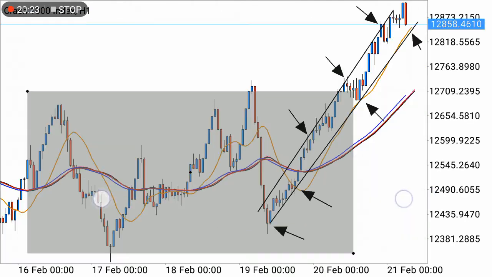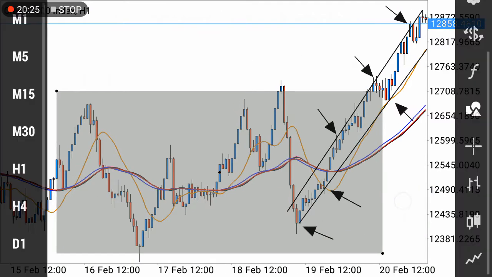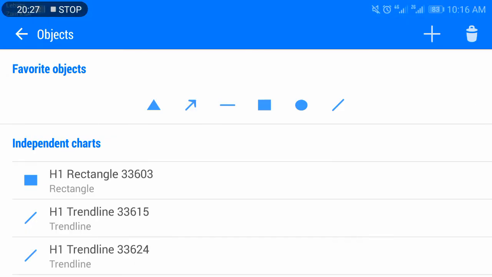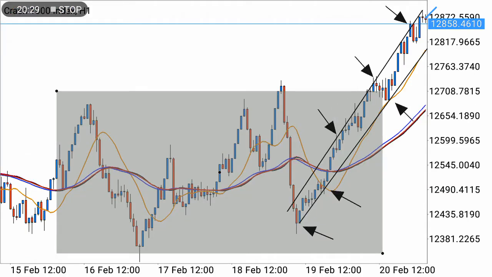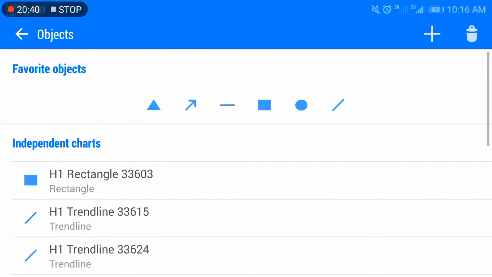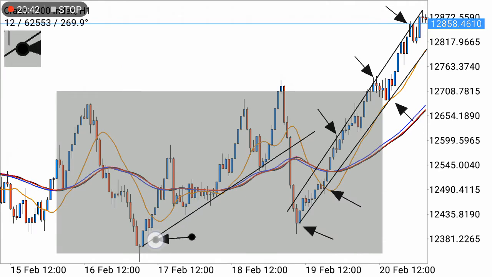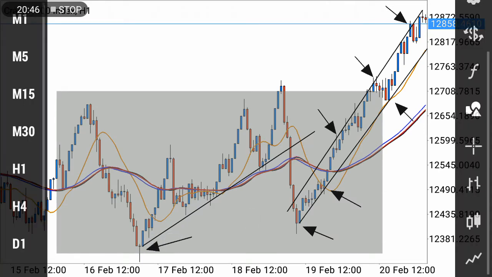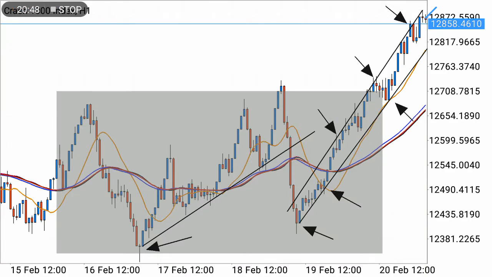Okay, let me show you some more technical things. Let's pick the trend line and highlight the next one. Look here. Once the market started going up, look, a wave started from this point and the market comes to this point.